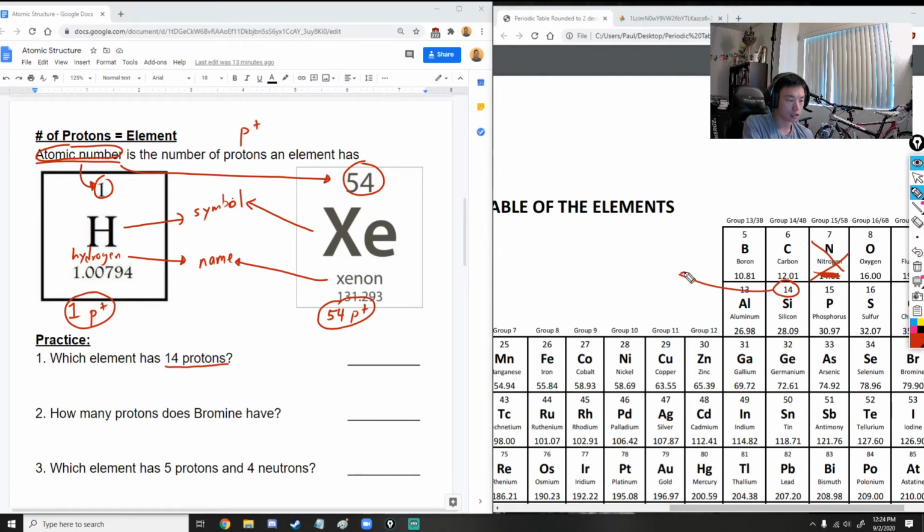The number on top tells us how many protons it has. It's asking which element has 14 protons, and it looks like the name is going to be silicon, or Si, like Silicon Valley, where Facebook and Google are. The name of that element is silicon. You guys can either write the symbol Si, or you can write the full name silicon. Either way would work.